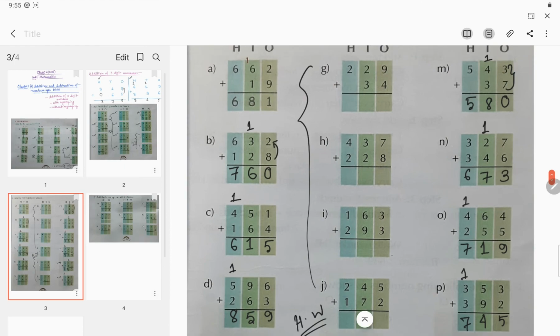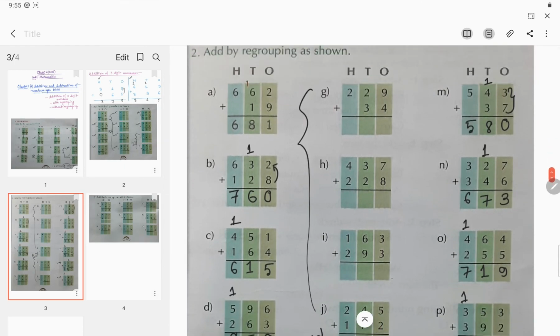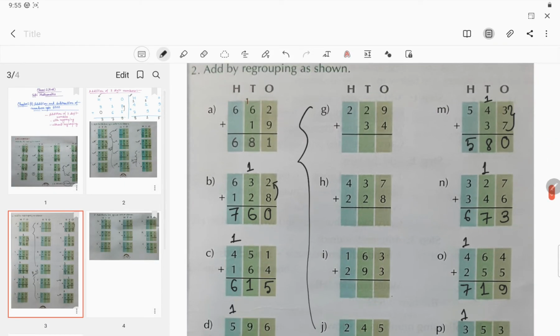And if you check, you are doing addition of 3-digit number with 3-digit number and some of them 3-digit number with 2-digit number, but we are doing the same operation, that is addition. Here we have applied the same logic. Okay.